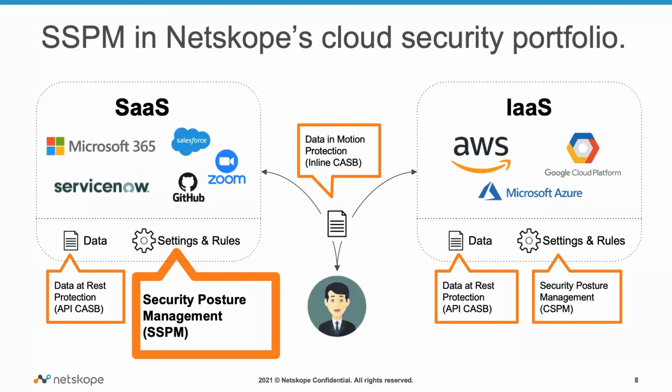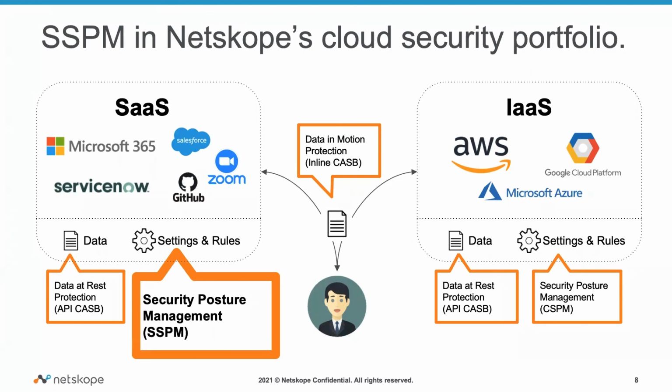So if we're looking at your data at rest and we're looking at your posture management within IaaS and we're looking at your data at rest within IaaS and we're controlling the good, the bad, and the malware inline via next-gen secure web gateway, then adding security posture management to this, the settings and rules that govern those SaaS apps like Microsoft 365, is a really key part to this.